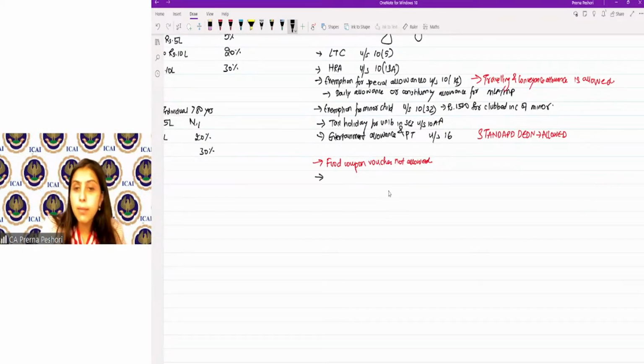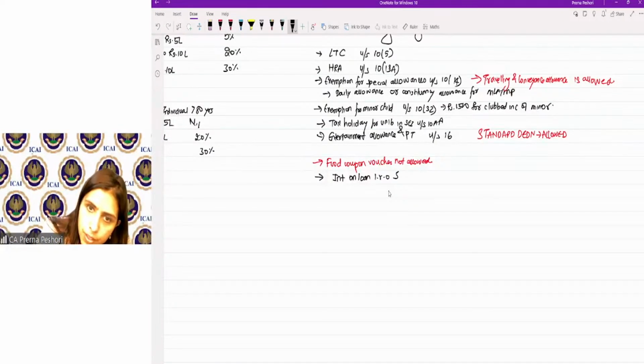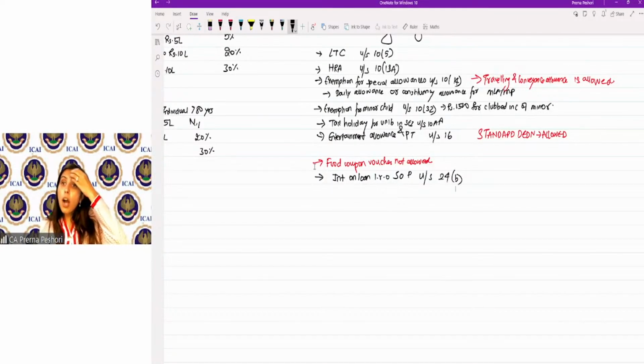You cannot claim the interest on loan in respect of the self-occupied property under section 24B. So interest on housing loan on the self-occupied property is not allowed.